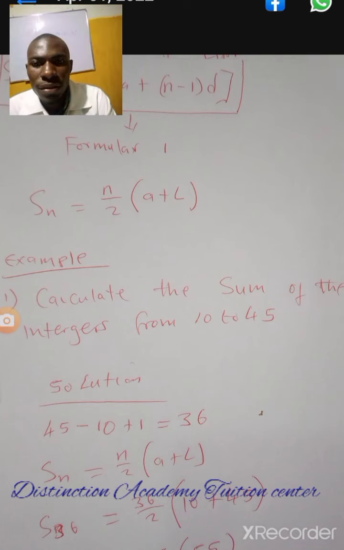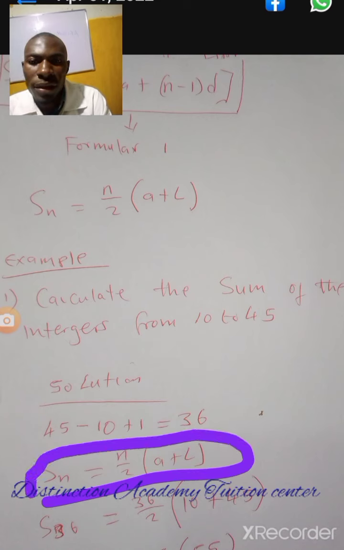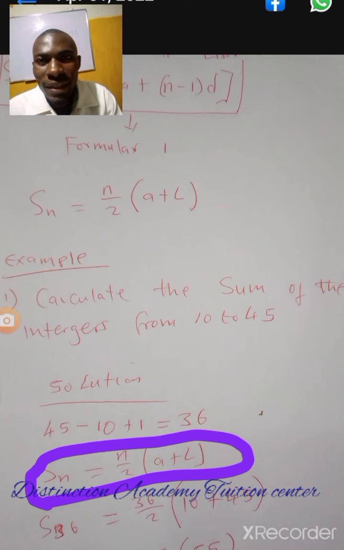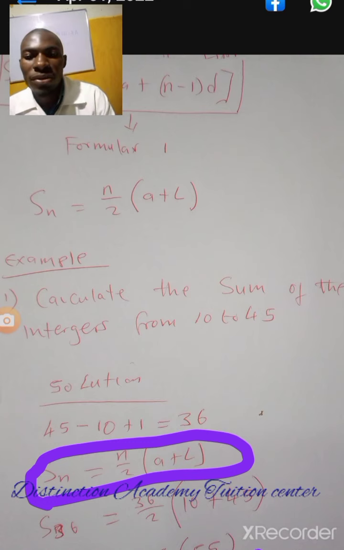So from there, you write your formula, using the one which has the first term and the last term. Where is the value of n? The value of n is the one we found when we subtracted 10 from 45 and added 1, which is 36. So S36 is equal to 36 divided by 2, open brackets, the first term 10 plus 45, which is the last term. What is 10 plus 45? 10 plus 45 is equal to 55.